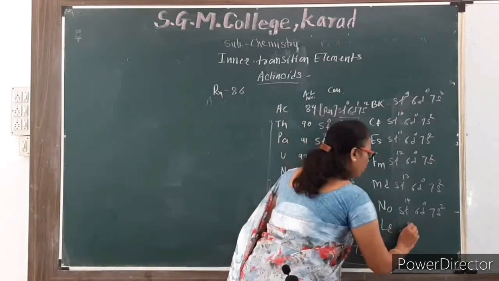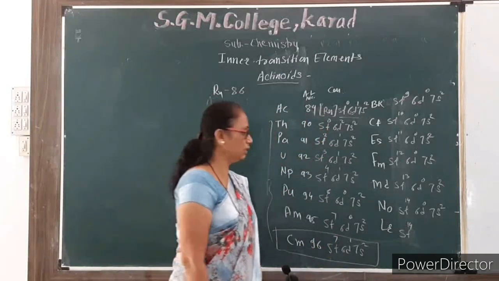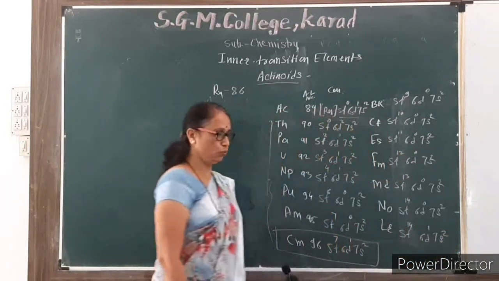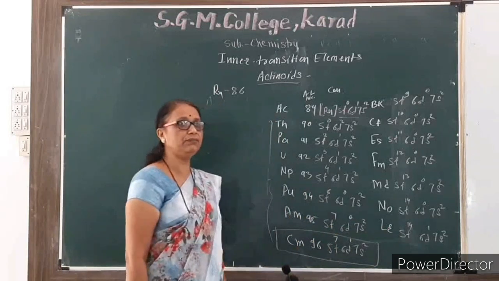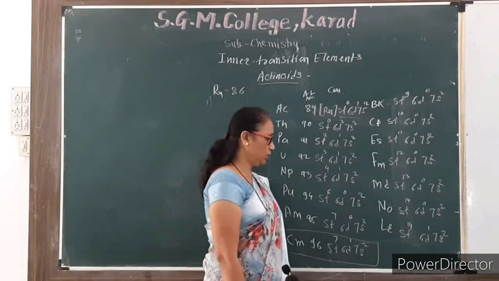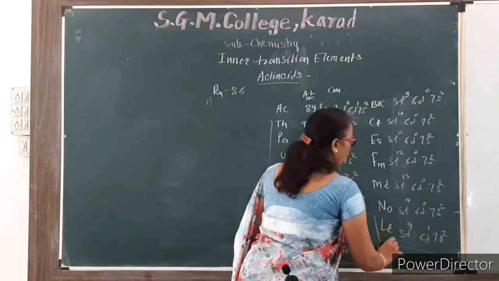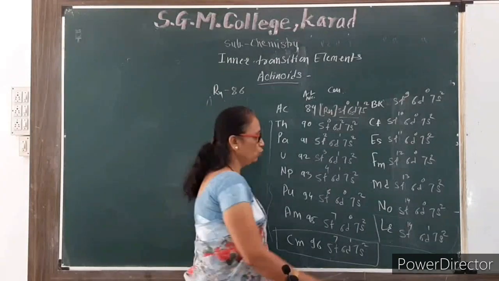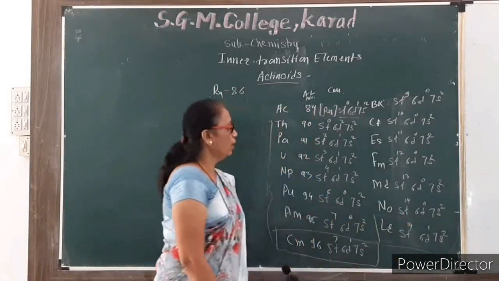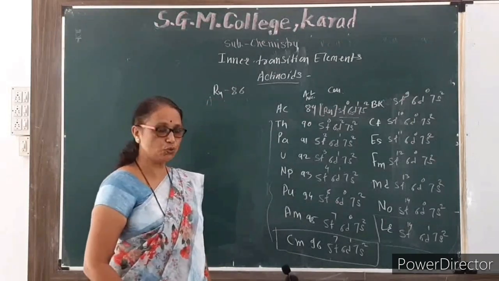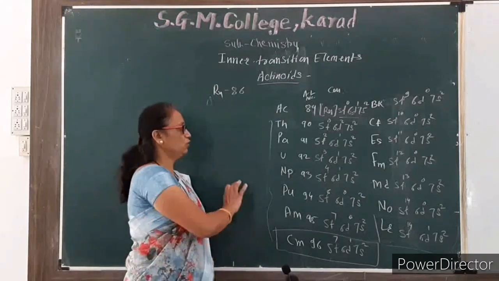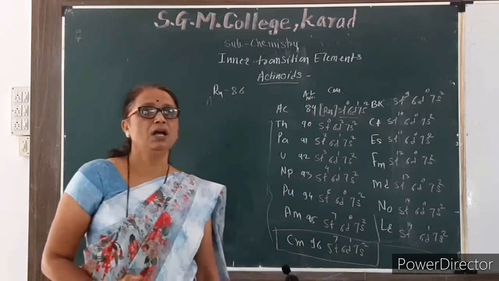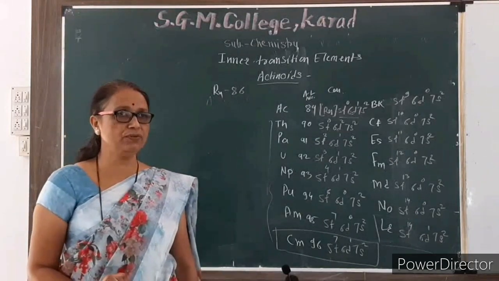Therefore, there is a 5f14, and one electron enters in the 6d, so 6d1 and 7s2. As the 5f orbital is completely filled, the electron enters in the 6d, and the configuration is 5f14, 6d1, 7s2, similar to lutetium. That is, in lutetium it is 4f14, 5d1 and 6s2. It is somewhat difficult to remember, but I think the electronic configuration of actinium is not very important.